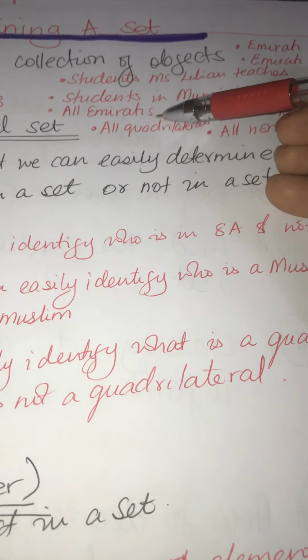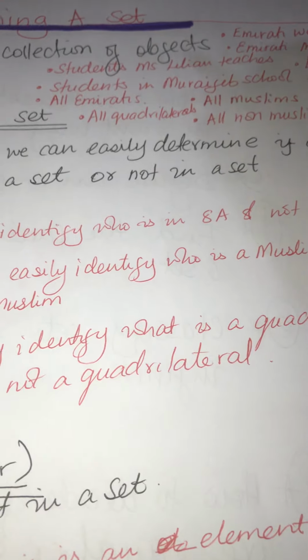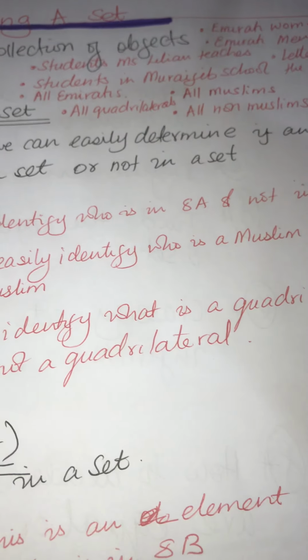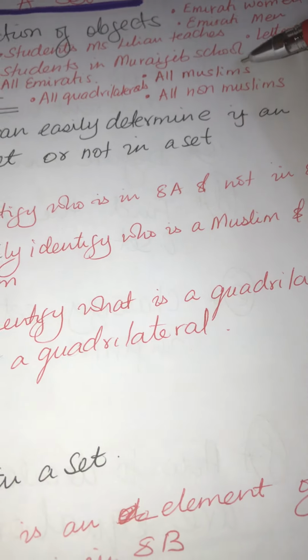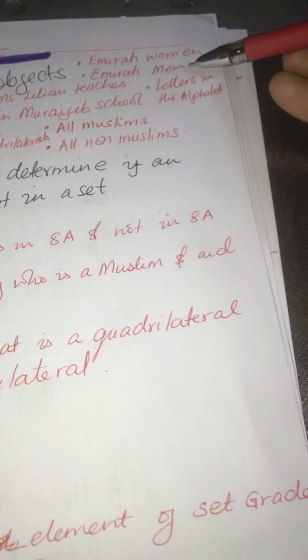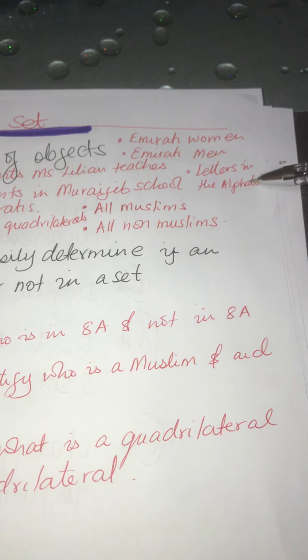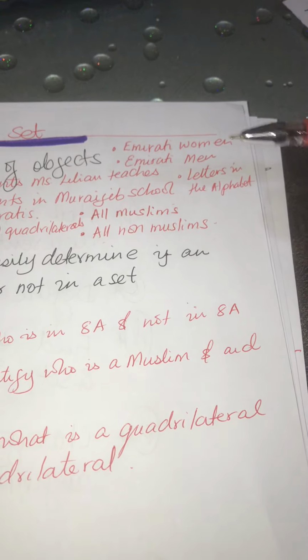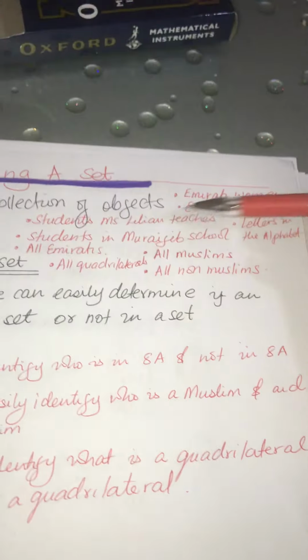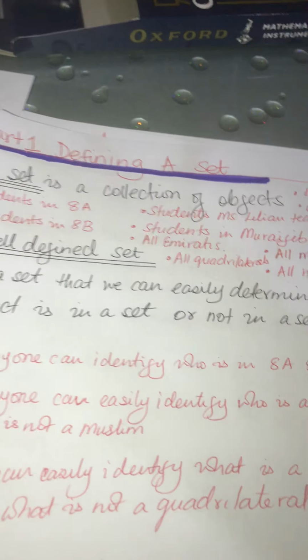All Emiratis, that is a set. All quadrilaterals, that's a set. All Muslims, all non-Muslims, all these are different ways you can write a set. All letters in the alphabet, all Emirati women. These are different sets. So it's a group of objects.